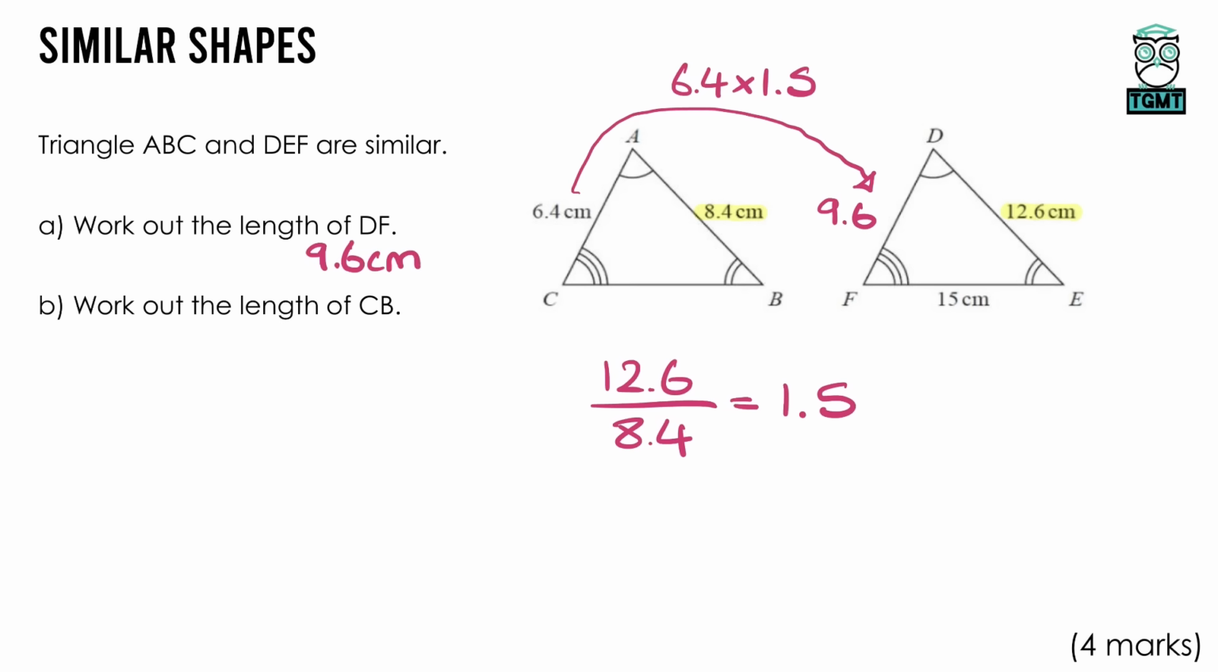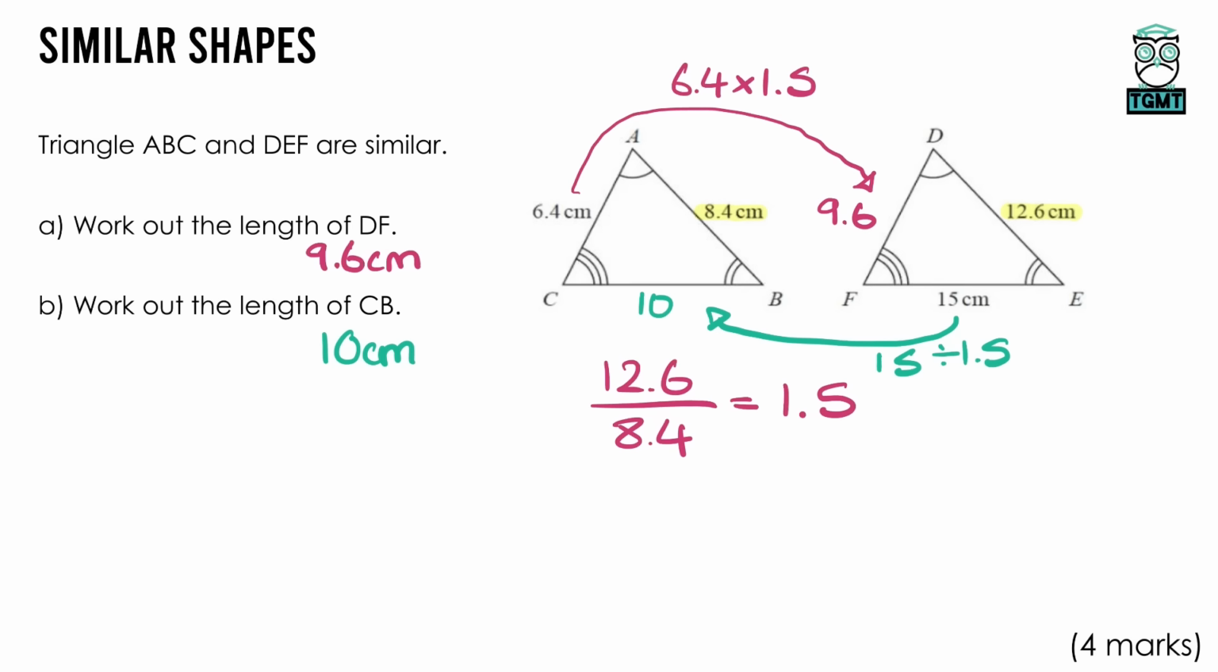For the other part of the triangle, it says work out the length of C to B. Now that is going from the 15 back to the smaller triangle, so we would divide by 1.5. We're doing 15 divided by 1.5, which is 10. So our answer for that would be 10 centimetres. So there we go, regardless of the diagram, do the bigger shape divided by the smaller shape, and just make sure you match up that corresponding length.